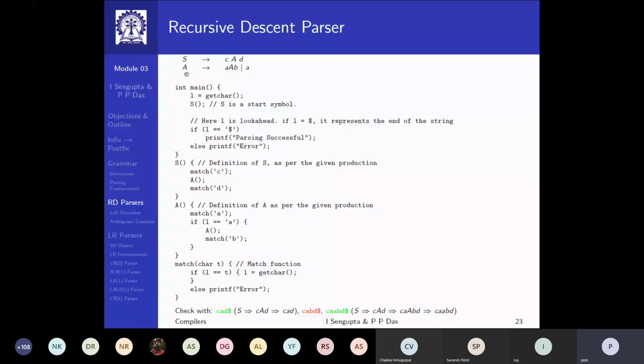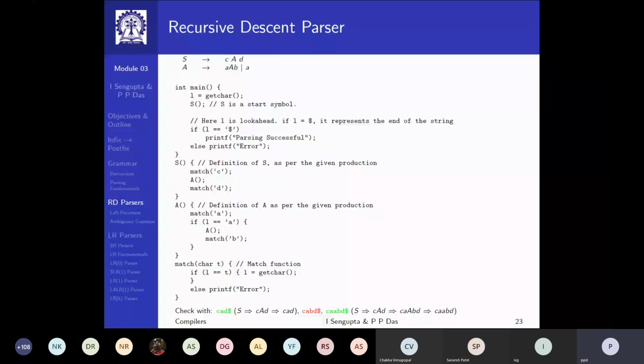Similarly here, when you do first of A, you see that first of A is small a. So any string that you derive from the non-terminal A has to start with a small a, so you do a match A. There's nothing else that can happen. So that is the information you are using here: after having matched A, if I call this the function for non-terminal A, then what do I expect in the input? It tells you the first of A is small a. So you expect a small a, otherwise it cannot be.